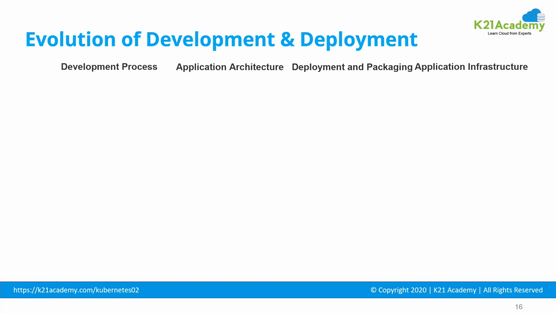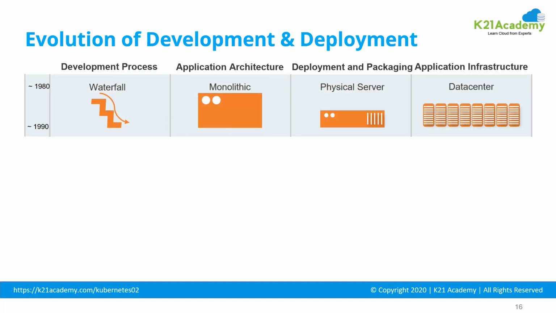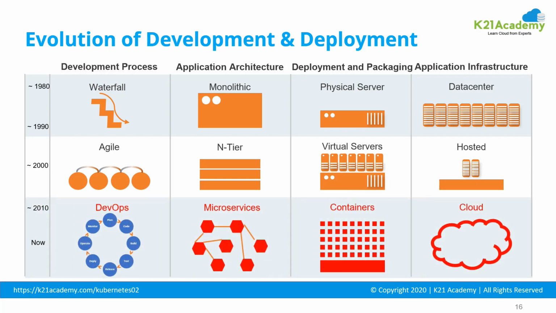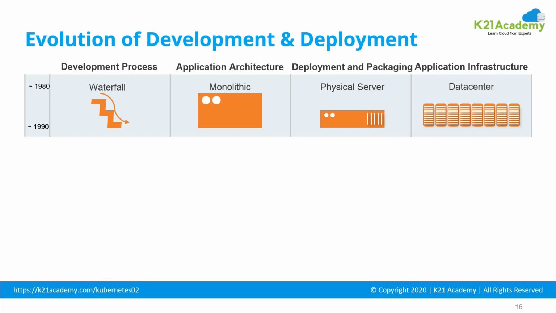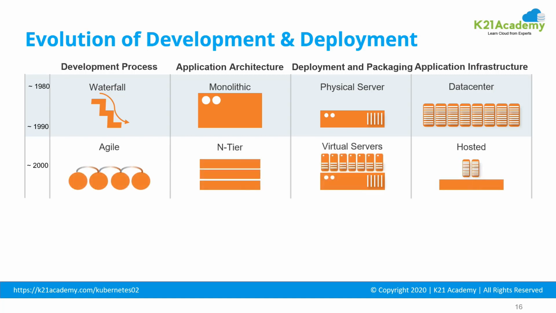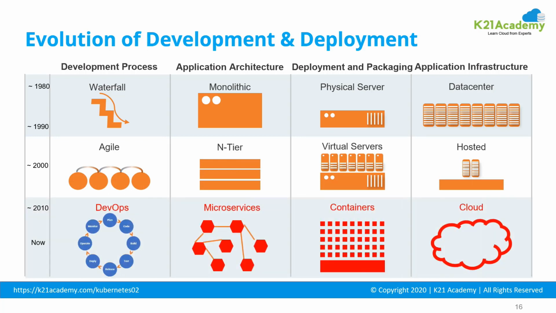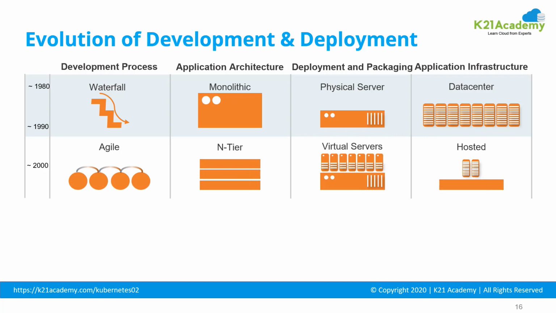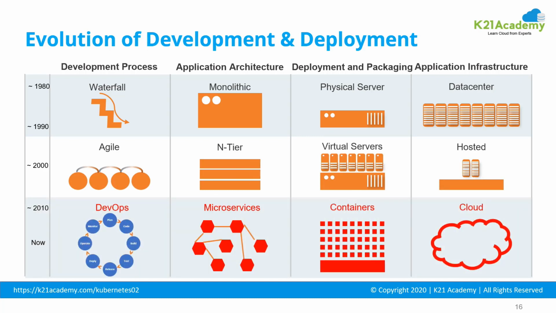If you look at development and deployment processes, the development process changed from waterfall model to agile, and now we are living in a world of DevOps. Similarly, the application architecture has gone from monolithic, where everything is bundled into one single application, to N-tier, where you have database tier, apps tier, and web tier. And nowadays, that monolithic application is broken down into microservices. So each functionality is a microservice running in its own container, and hence the deployment and packaging has moved from physical server to virtual server and now to containers.